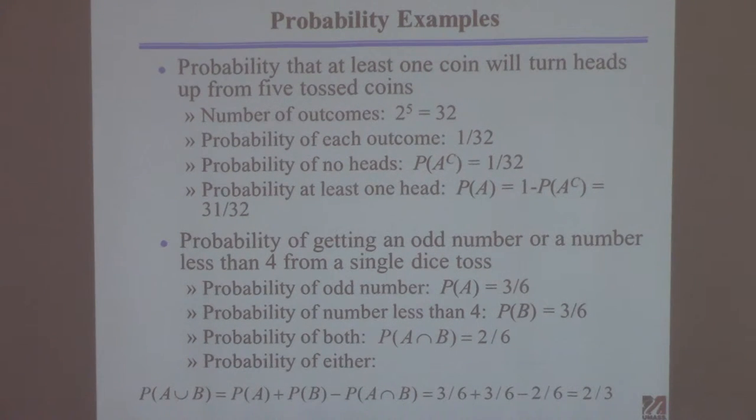See, so that's where this idea of intersection comes in. So what's the probability of an odd number? Well, there's 3 odd numbers, there's 6 possibilities, so it's 3/6, or 1 half. What's the probability it'll be less than 4? 1, 2, or 3, also 3/6. What's the probability it'll be both? 2/6, right? Because I already told you, 1 and 3 are in both sets. So that's this right here. And so what's the probability of either?